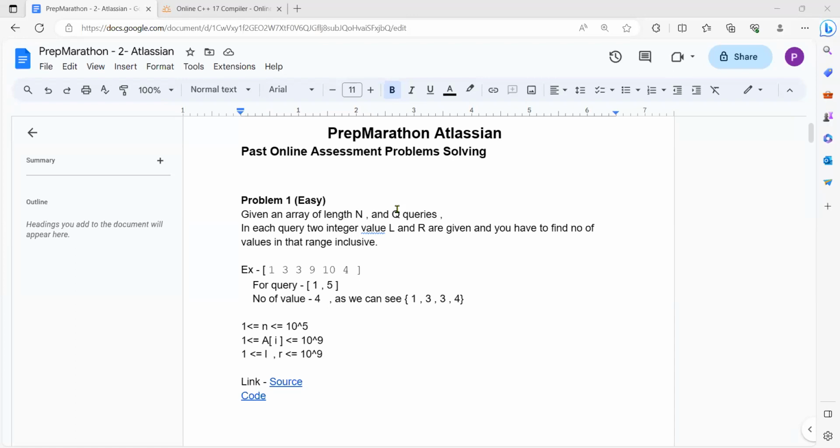Now here are the constraints, and the number of queries can also be up to 10 to the power 5. Now go through this problem statement and try to come up with some solution. First step should be understanding the problem statement clearly.